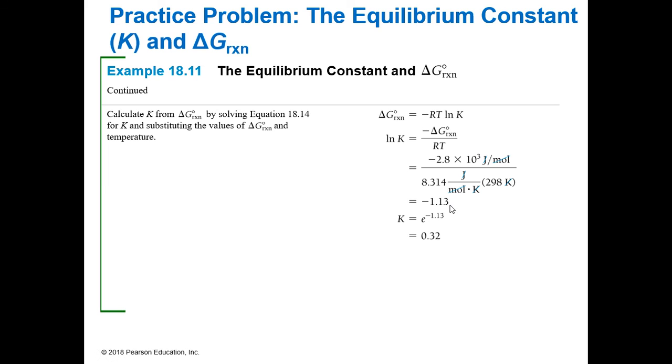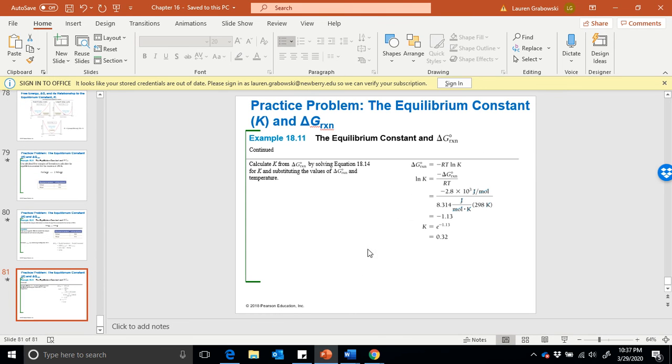If you look on your calculator, the opposite of ln is e. So K would be e to the negative 1.13. So our K value would be 0.32. So that is our equilibrium constant. That is then the end of the chapter. So please make sure you do the homework, do the discussion posts, and I will see you in our next chapter.